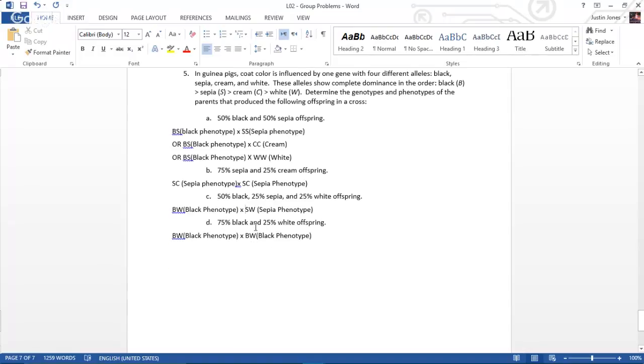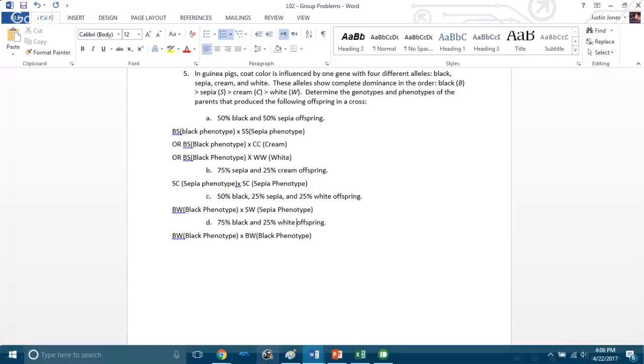And then if we have 75% black and 25% white, just similar to up here, it's going to be that 3 to 1 ratio. So you just need 2 black phenotypes, both with a big B, but they also need a white to be able to allow them to get that white offspring off of there.